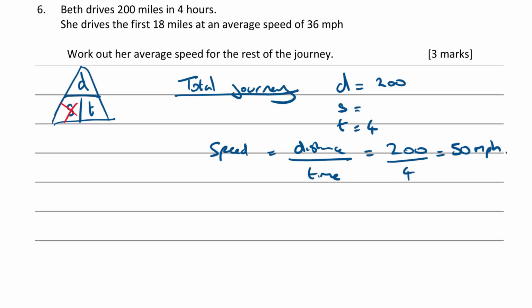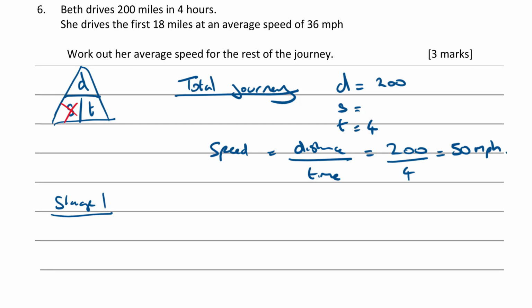Right, so does that help us? What does the next part say? It says she drives the first 18 miles at an average speed of 36. So I'm going to write this. This is stage 1 of the journey. It's a 2-stage journey, isn't it? The first section, we know D and we know S, but we don't know T.